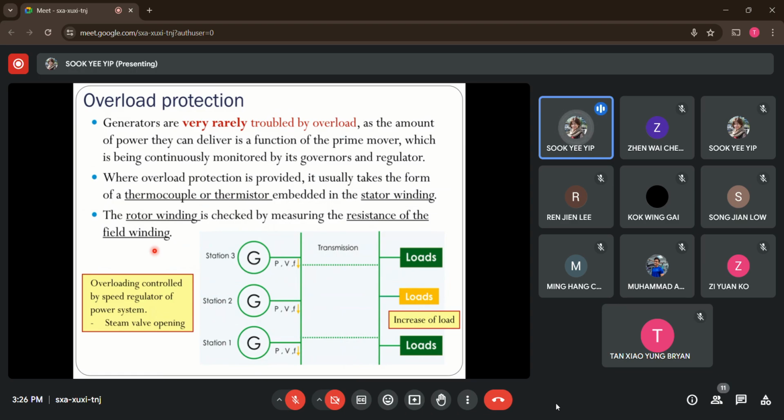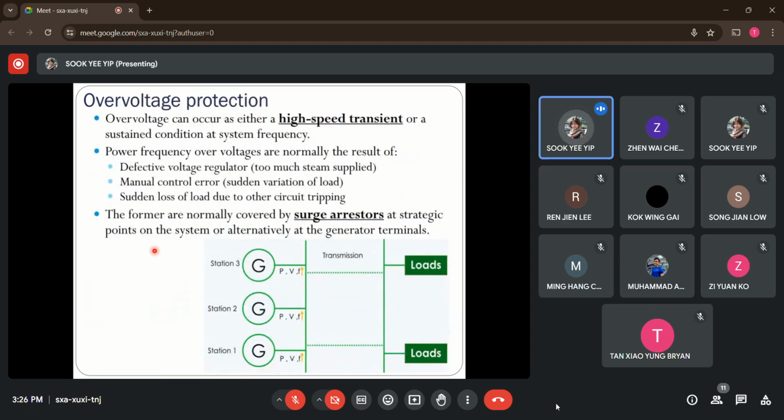Okay, now let's move on to the next issue and how we can prevent it. This time we'll talk about overvoltage protections. Overvoltage situations occur either as high speed transients or as sustained conditions at system frequency. We know that high voltage is because of overspeed situations. It can happen for short moments, or it can be sustained for long durations at system frequency.